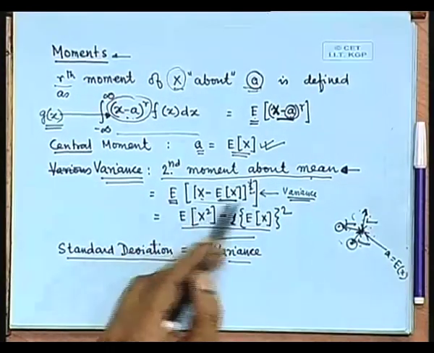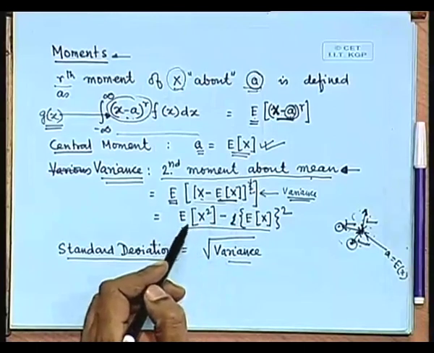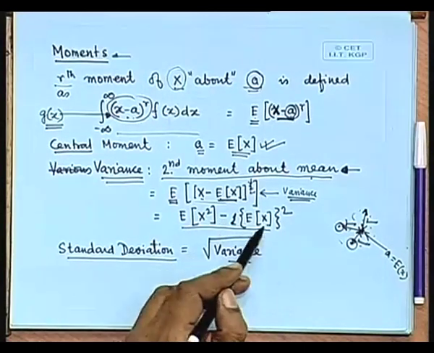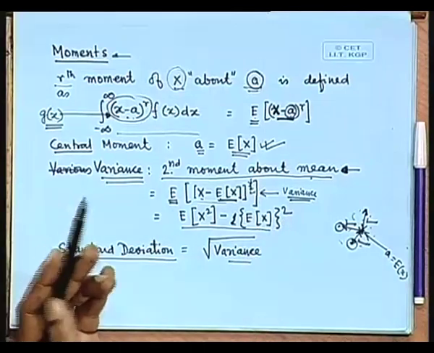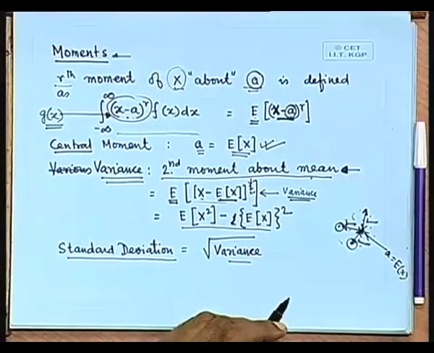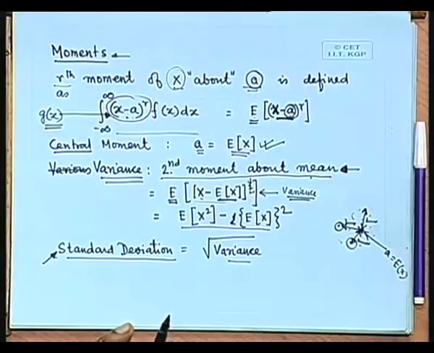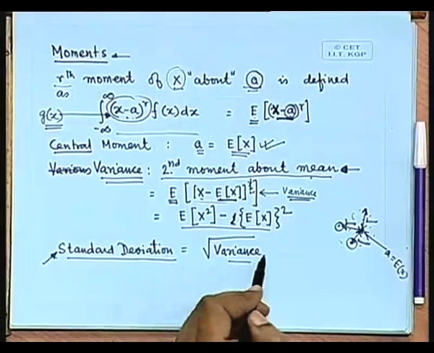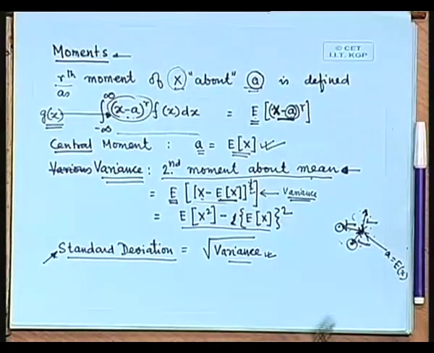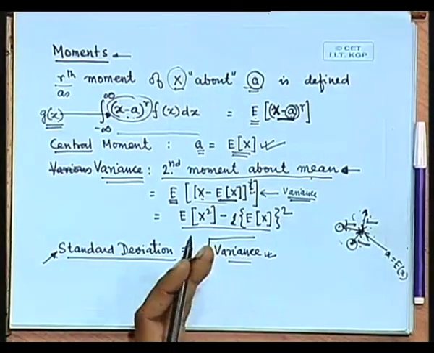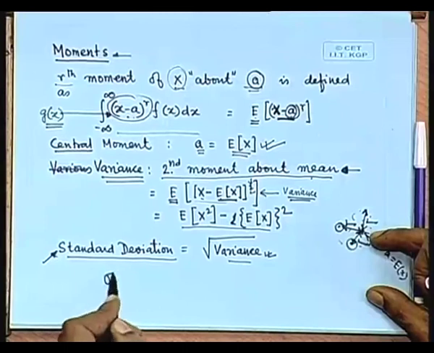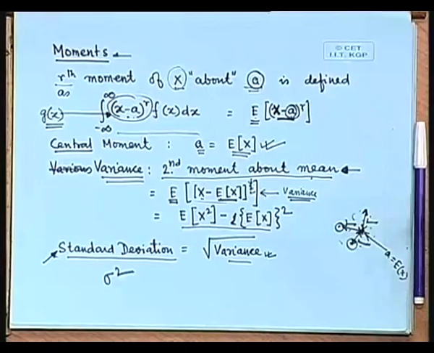A bit of algebra will tell you that it is nothing but expectation of x square minus expectation of x whole square. That is very standard algebra. We also commonly define another term called standard deviation, which is the square root of variance, or rather standard deviation square is the variance, which we commonly denote as sigma square.